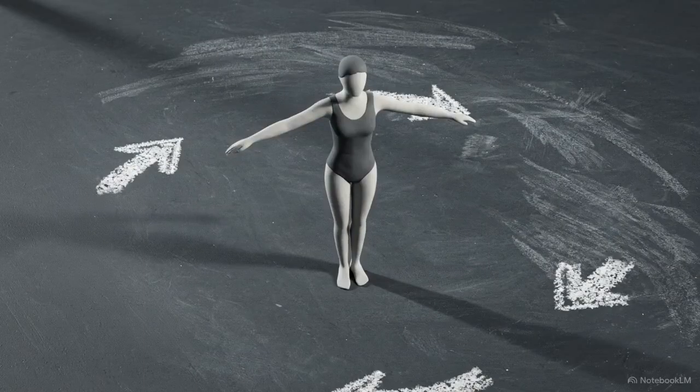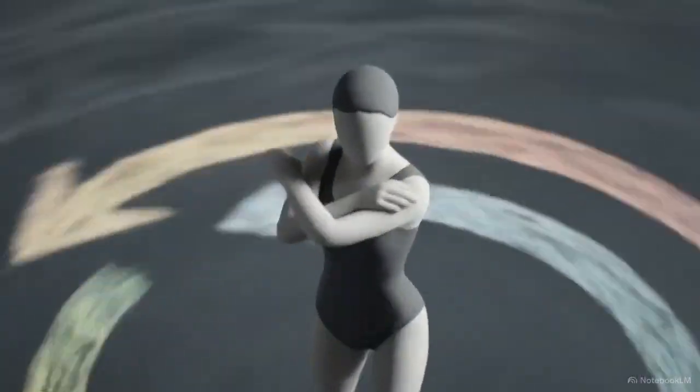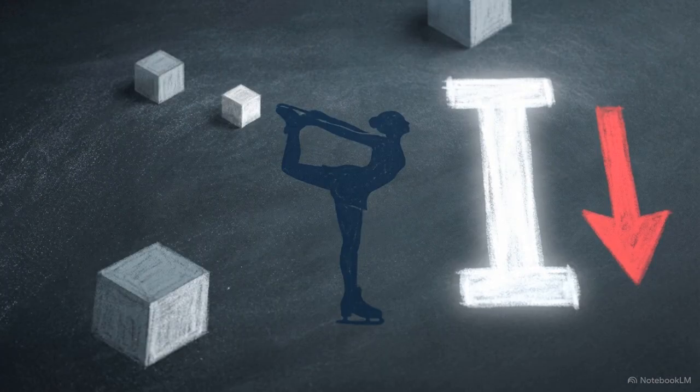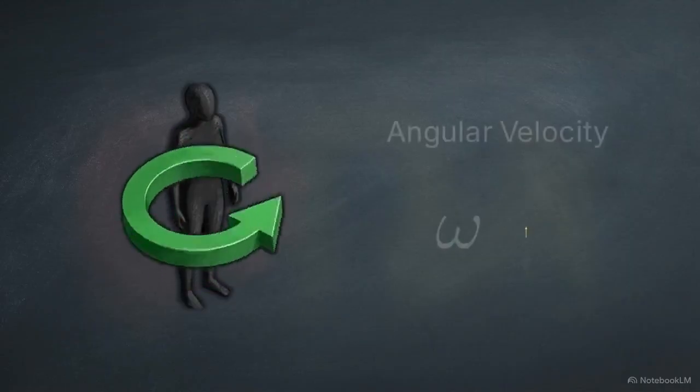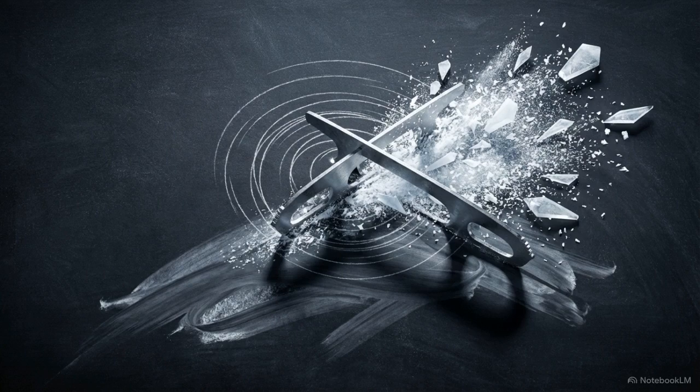You see this physics in action when a figure skater enters a spin. By pulling their arms tight to their chest, they bring their body's mass as close to the central pivot point as possible. Changing their physical shape immediately lowers their moment of inertia. Because their resistance to the spin drops, their angular velocity spikes, making them spin much faster without applying any extra thrust.